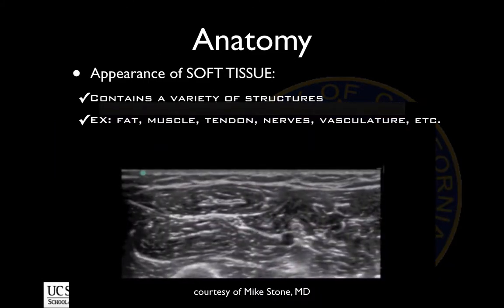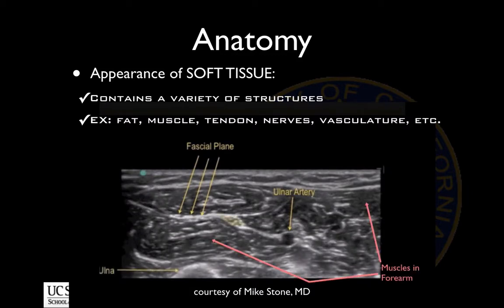Soft tissue contains a variety of structures that are easily identified on ultrasound. Examples include subcutaneous fat, muscles, tendons, nerves, vasculature, and connective tissue planes. This video clip of the forearm demonstrates several of the structures that may be contained within soft tissue.